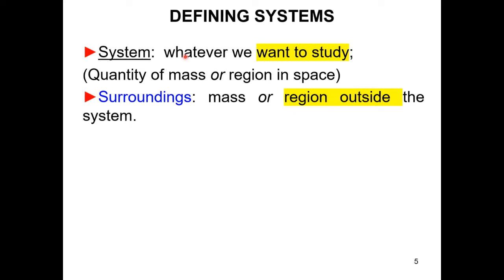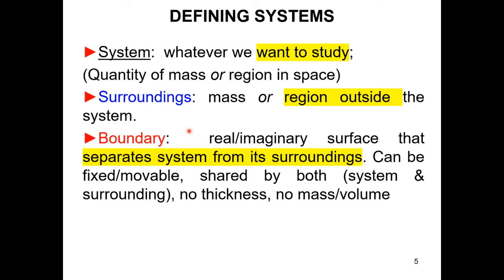Okay, then in the system we have the surroundings. Surroundings is a mass or region outside of the system. So system is a place where we are investigating, and surrounding is something out of the system. And we have a boundary. So boundary is in between the system and also surrounding.